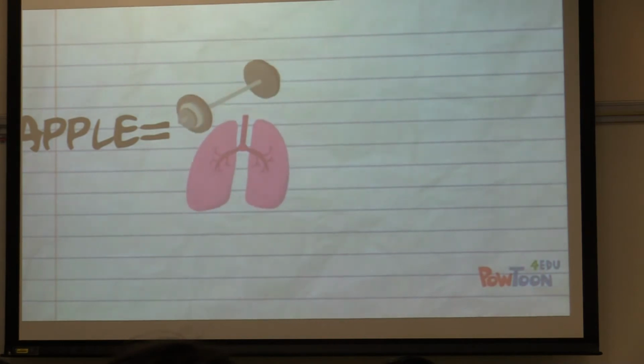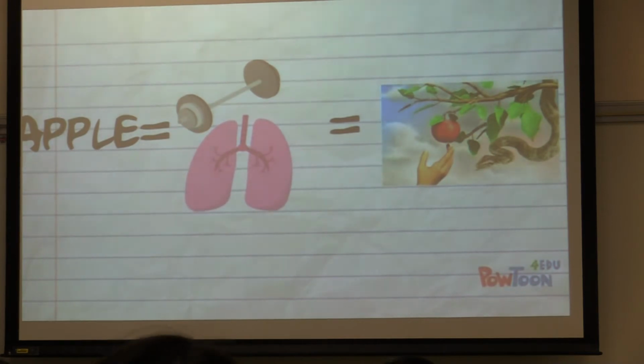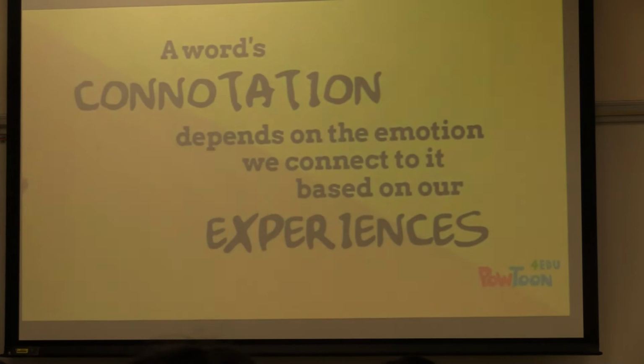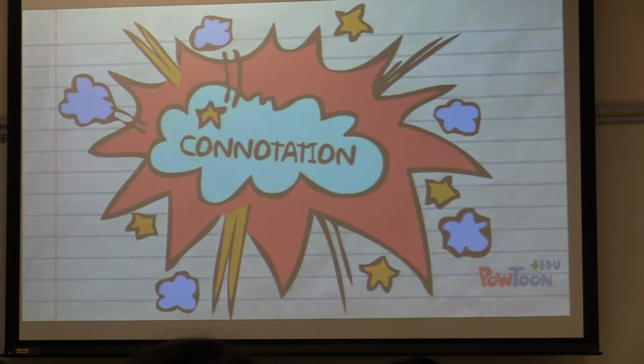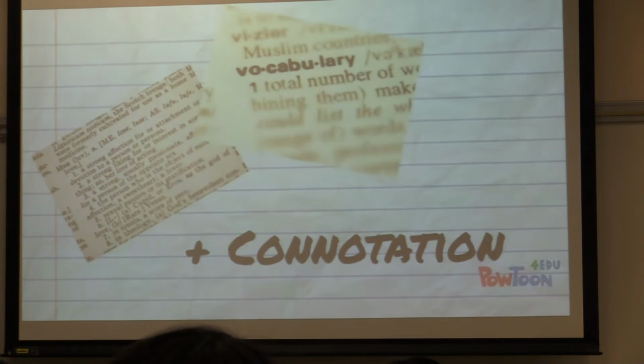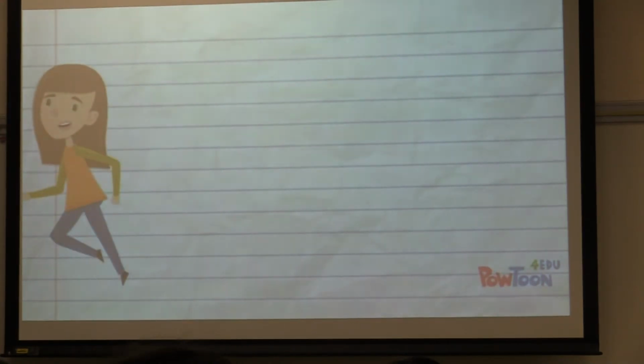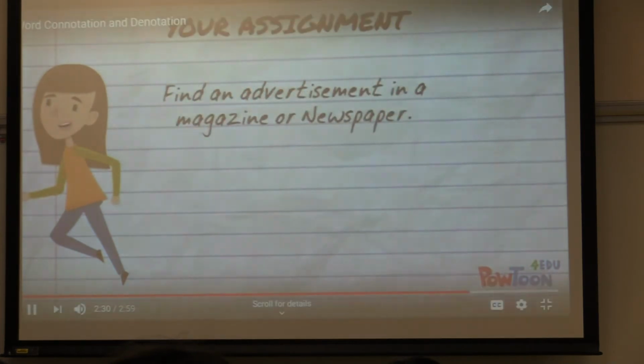And the word apple is associated with health and well-being. But for many people, it's a symbol of temptation. And in the modern world, it has even come to represent high-end technology products. The connotation of a word depends greatly on the emotions we connect to it based on our personal experiences. This works with images too. While both of these images denote an inner city, the one on the left has connotations of poverty and struggle, while the one on the right connotes a fast-paced, glamorous lifestyle with expensive suits and upward mobility. These feelings and associated understandings come from our experience of the world around us. This is why, to truly understand the meaning of a word, you need more than just its dictionary definition or denotation, but its connotation as well. I want you to practice explaining how connotation and denotation are used. For your assignment, find an advertisement in a magazine. So that's all.